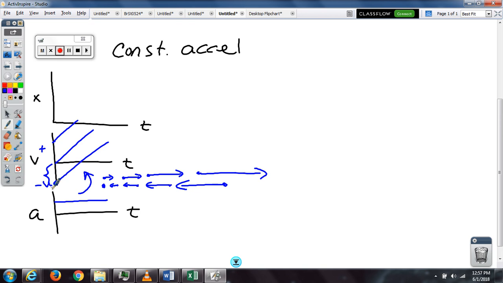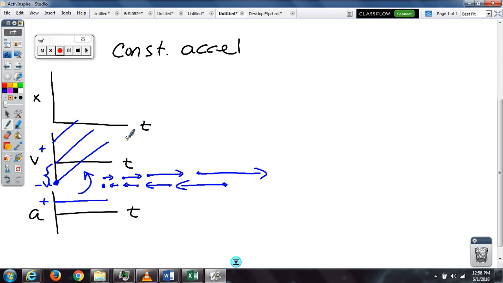So the positive acceleration first caused our object with this initial negative velocity to decrease its velocity over time, and then when the velocity hits zero, the same positive acceleration causes the object to speed up in a positive direction.